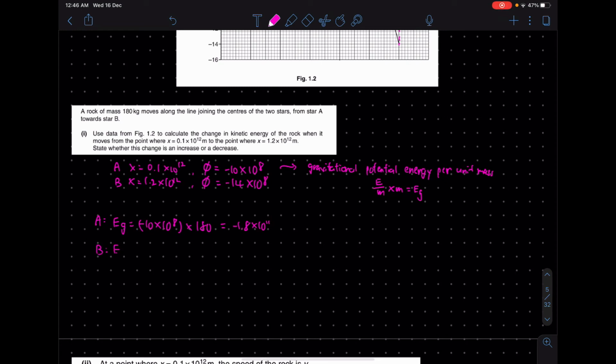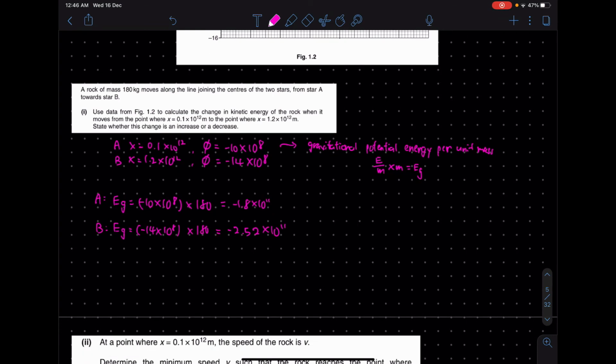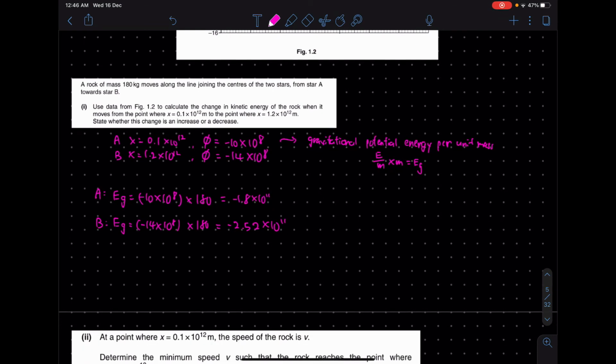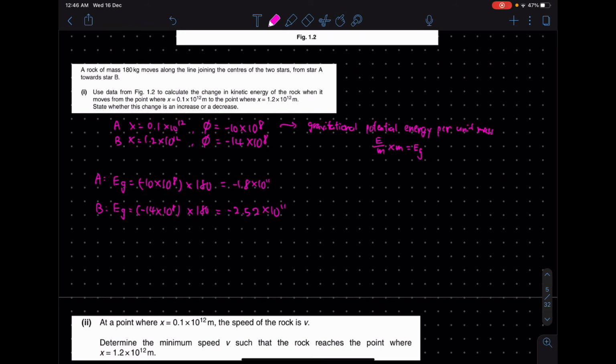Whereas for B, it will be negative 14 times 10 to the power of 8 times 180. So it will be negative 2.52 times 10 to the power of 11. Now to find whether it's an increase or decrease, all we have to do is just to subtract from the initial value to the end value.